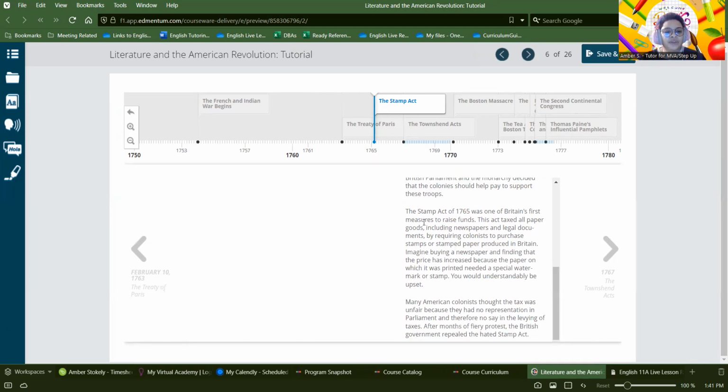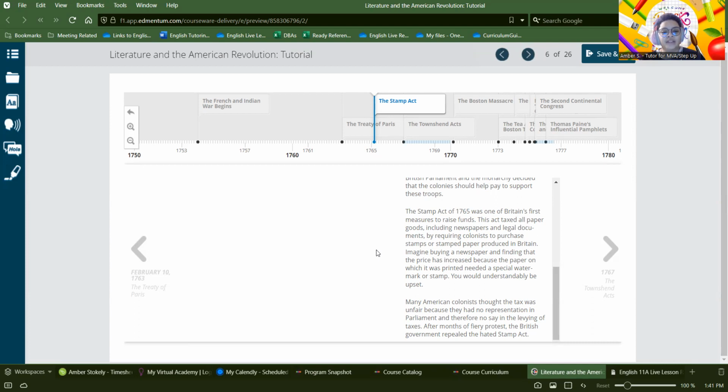So the Stamp Act was one of the things that the king of Britain put in place to help raise money. When you add taxes to things, because that's what this act did, you have to pay extra on things that you buy, right? That's what we do here in the States. Each of our states has sales tax, for example.